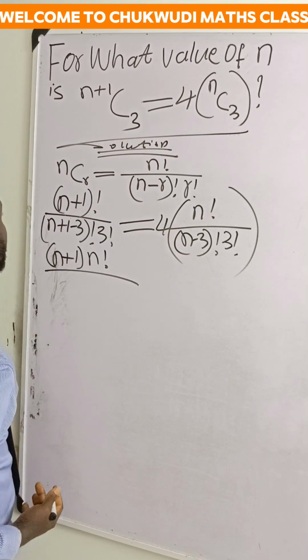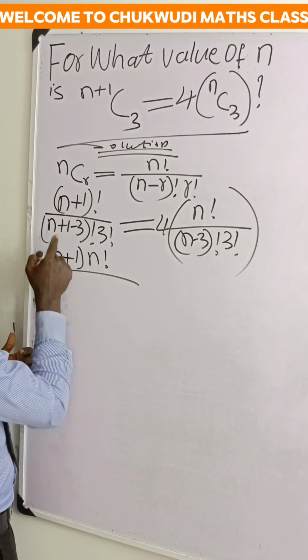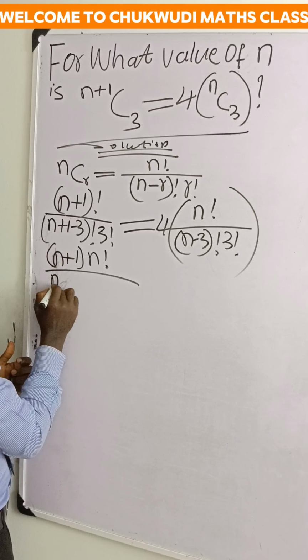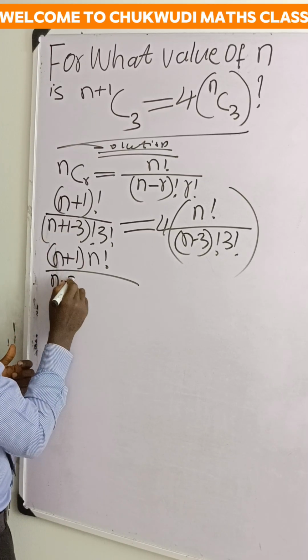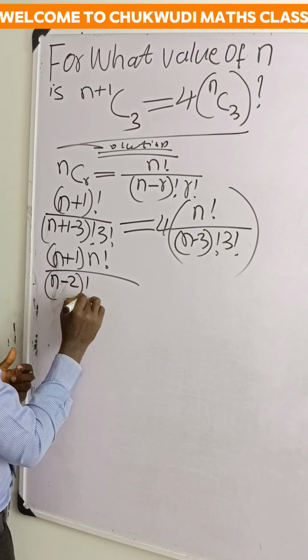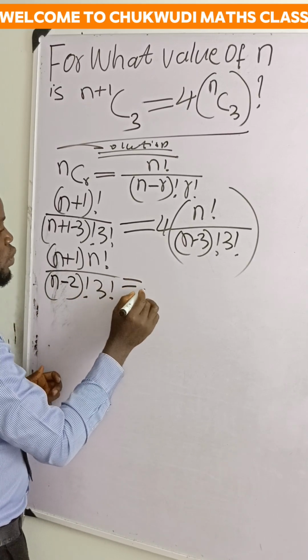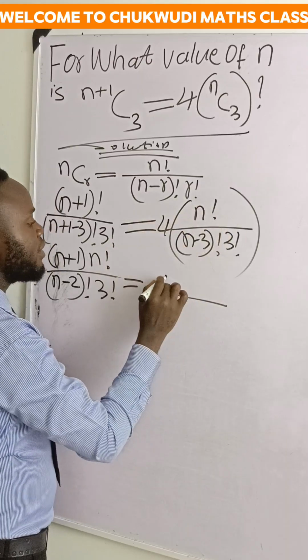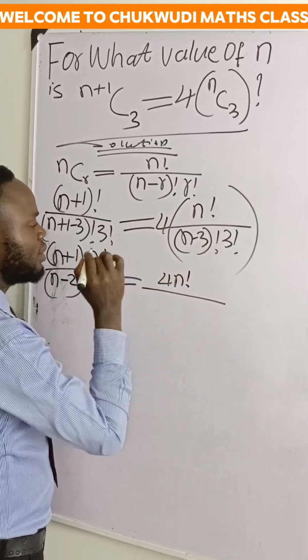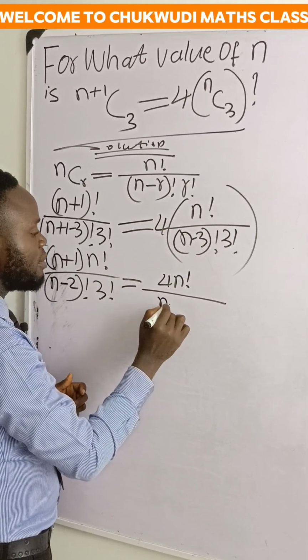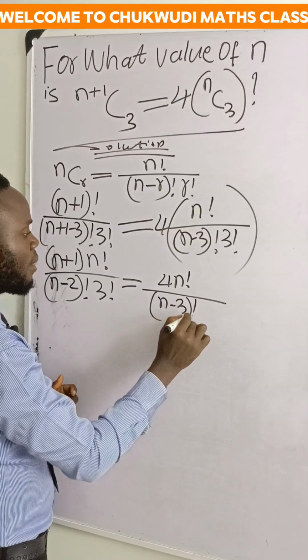Then I will come down to this place. Here I will have n, minus 3 plus 1 will give me n minus 2, factorial. Then 3 factorial. This is equal to 4 multiplied by n factorial over (n minus 3) factorial, 3 factorial.